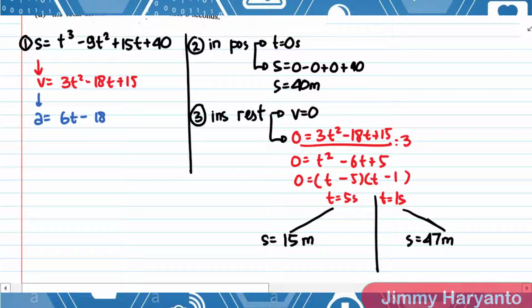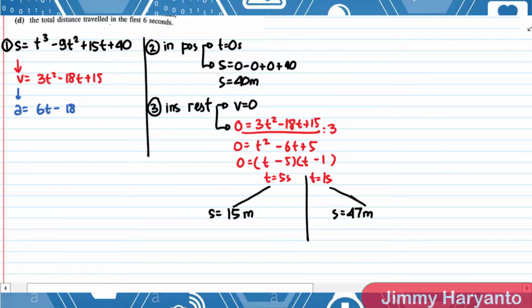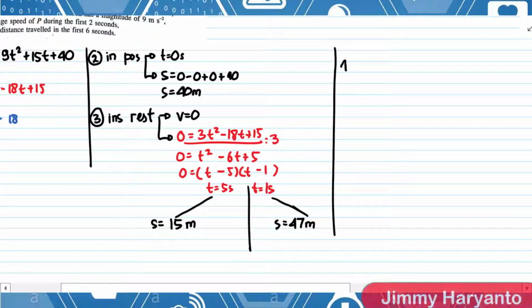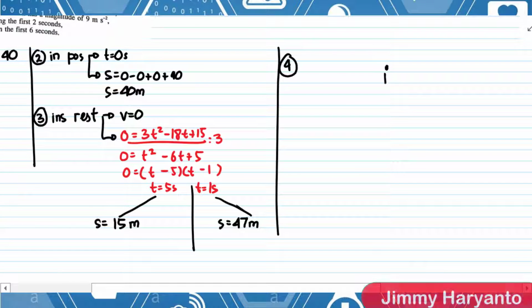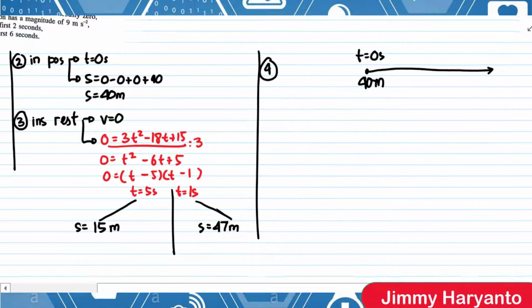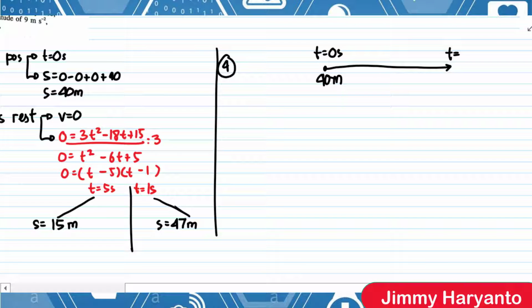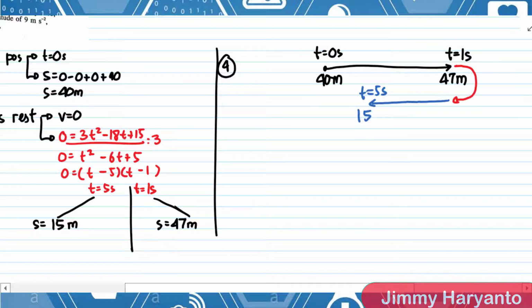You only need to substitute it into the equation of s. Next is to sketch the motion. To sketch the motion, you will start from 40 meters right here at t equals 0 seconds and then go to the right side until you reach 1 second at the position of 47 meters, and then taking a U-turn, it will go back to 15 meters at the time of 5 seconds. The position will be at 15 meters, and then after that take a U-turn again and then continue the journey.